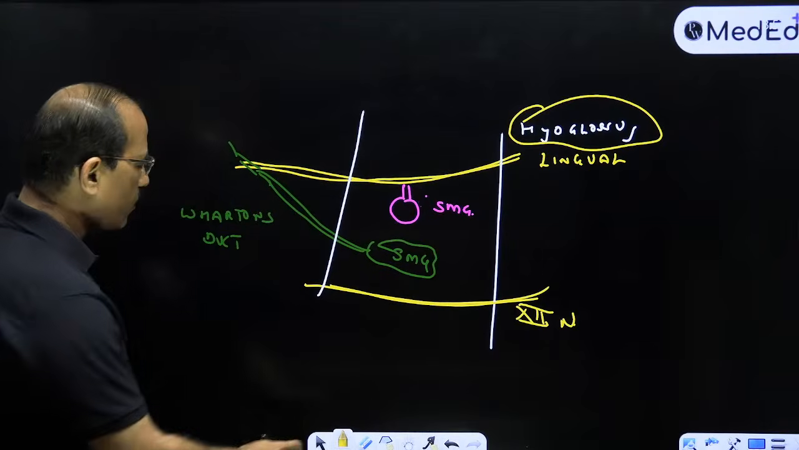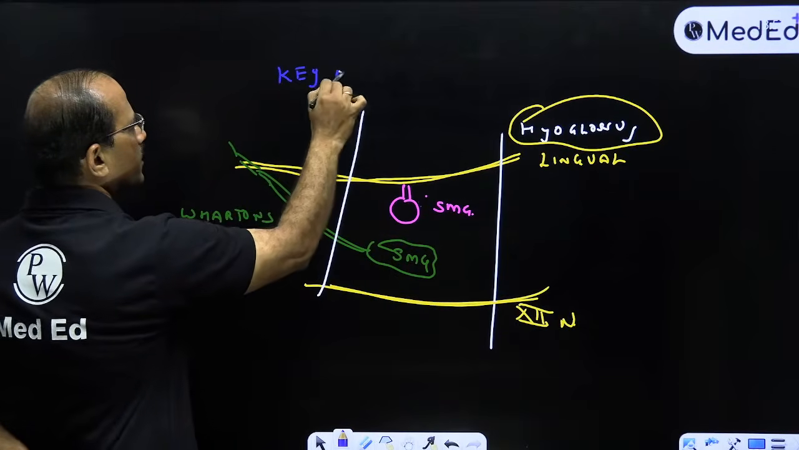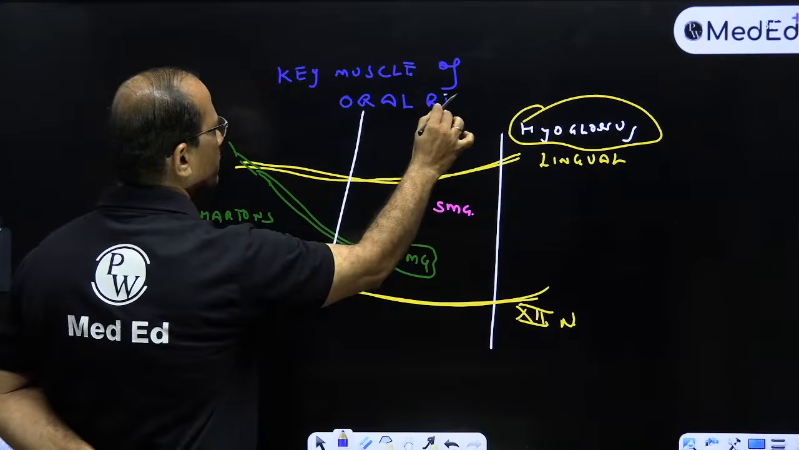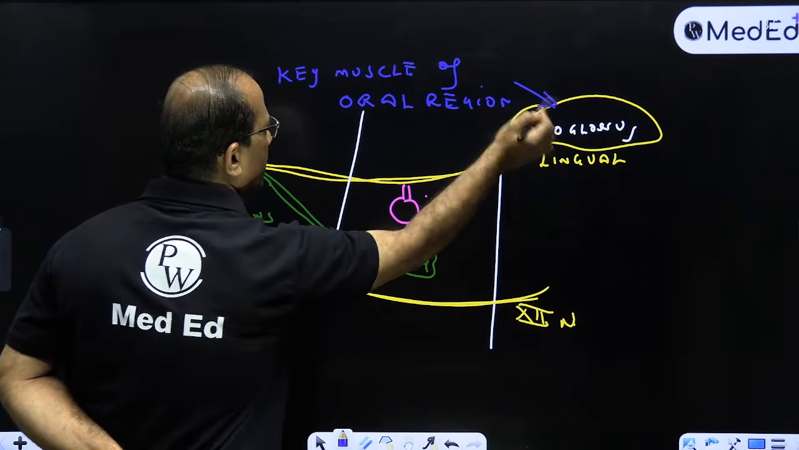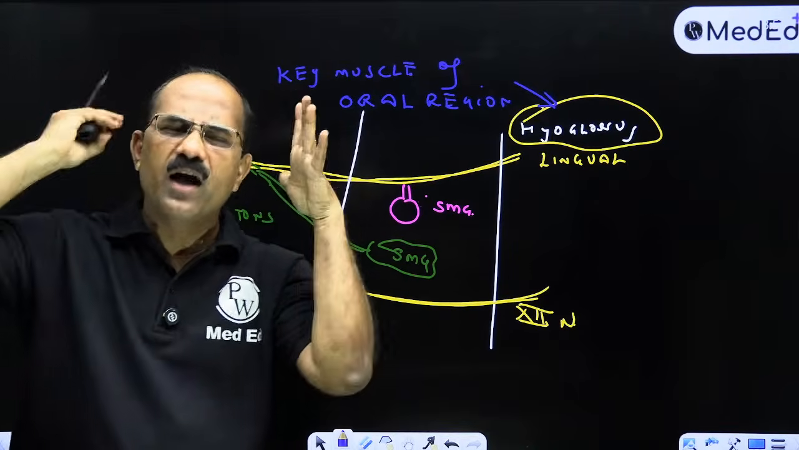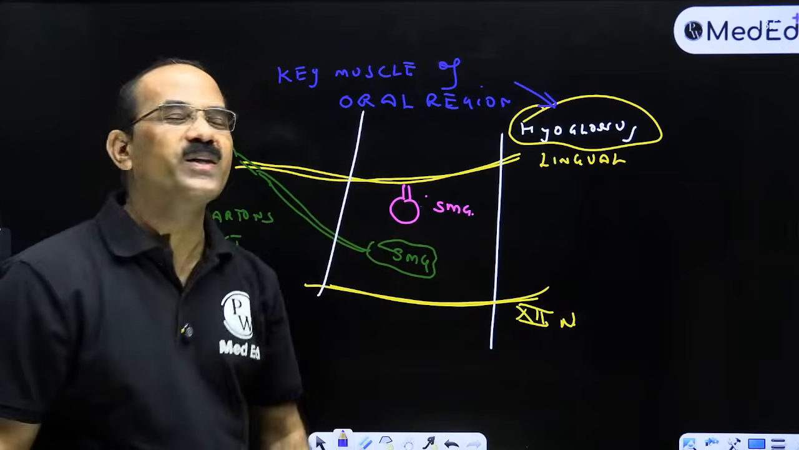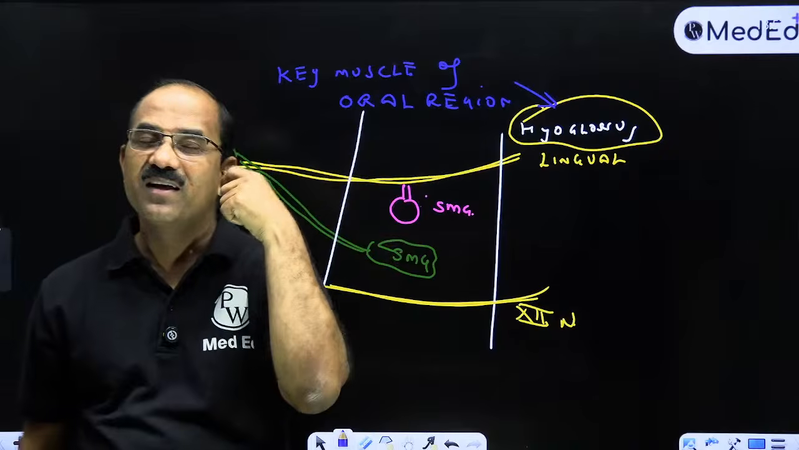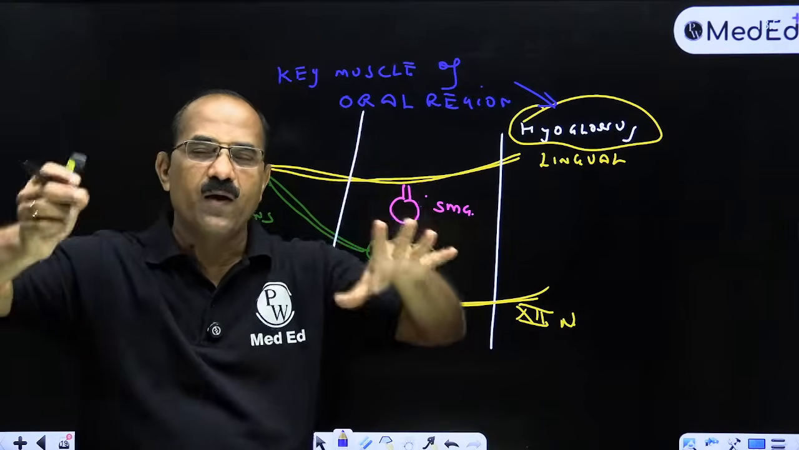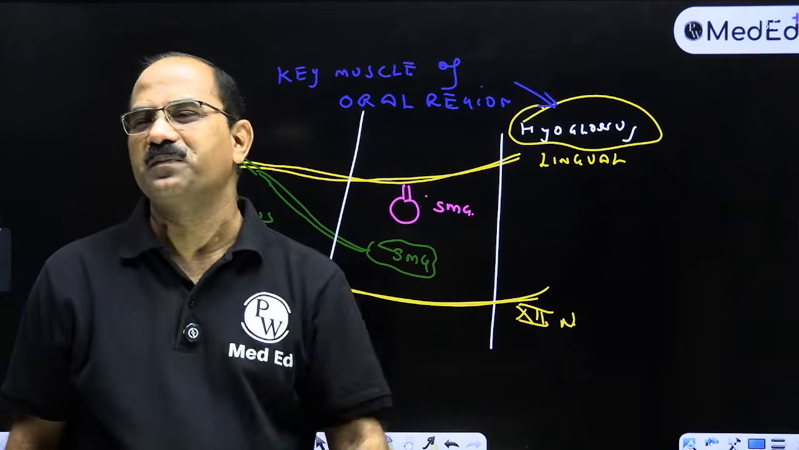So what I mean is, the key muscle of the oral region is hyoglossus. Why? Because plenty of structures lie on the hyoglossus. Which ones lie on it? One is the lingual nerve, then the submandibular ganglion, then the submandibular gland, and then the submandibular duct, and the hypoglossal nerve. All these structures are lying on the hyoglossus muscle. So hyoglossus is known as the key muscle of the oral region.